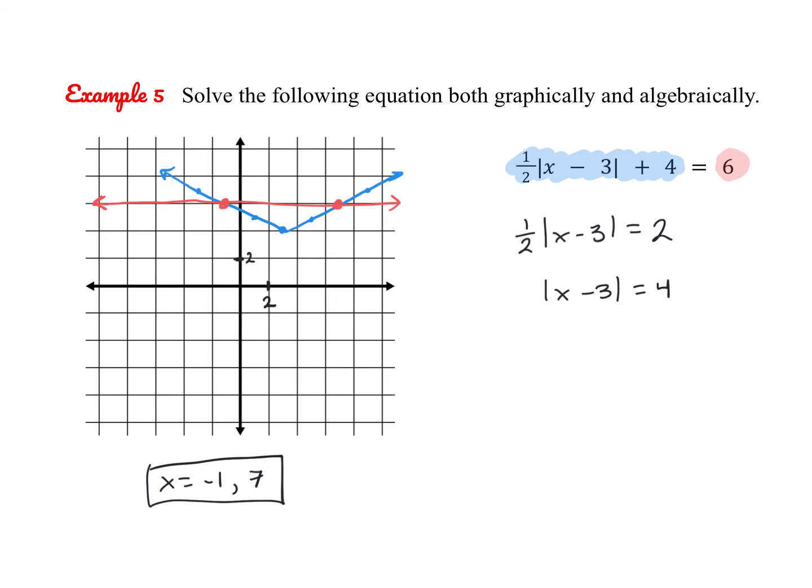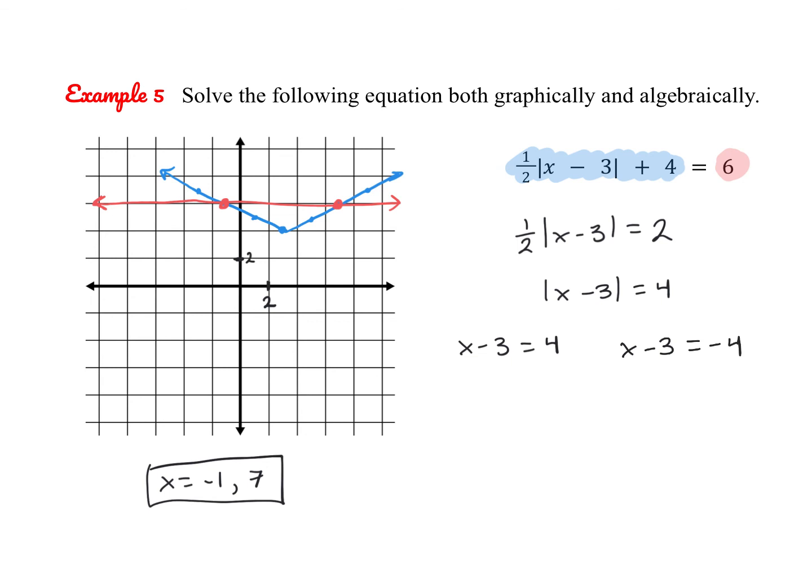Okay, and now at this point we can create our 2 separate equations. So one for the scenario where the absolute value of x minus 3 is positive. So we would just say x minus 3 equals 4. And then one for the scenario that whatever's inside our absolute value is negative. And so then we can put that negative on the other side. So we get x minus 3 equals -4.